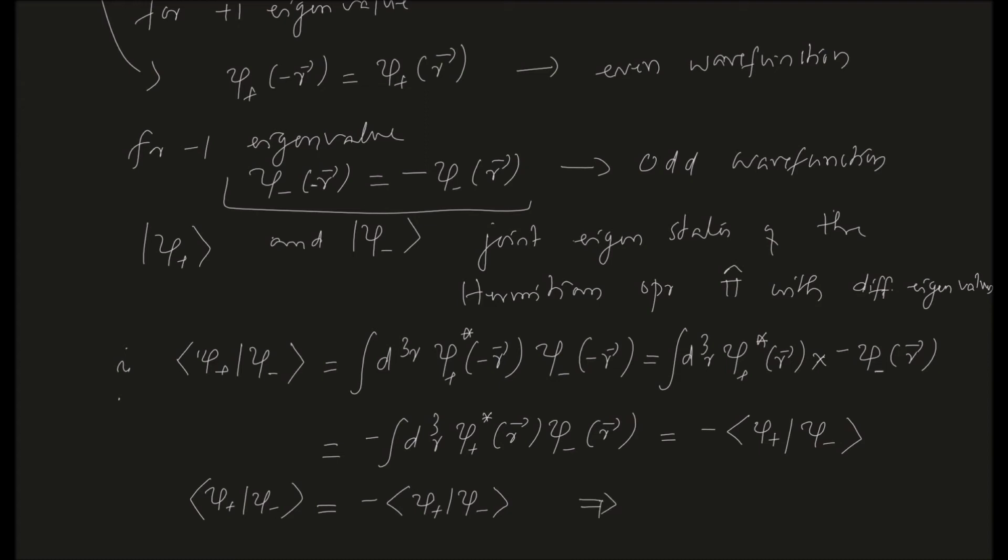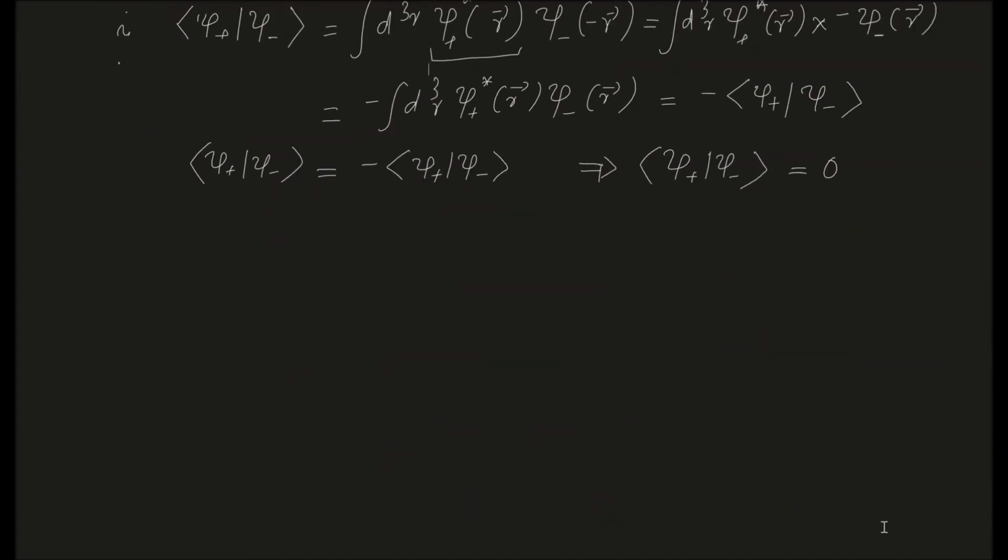So this implies that this is true only when the inner product between psi plus and psi minus is 0. That is the only condition which can satisfy this expression. So thus these states psi plus and psi minus form a complete set, and hence any function psi of r can be written in terms of psi plus and psi minus, as it forms a complete set.